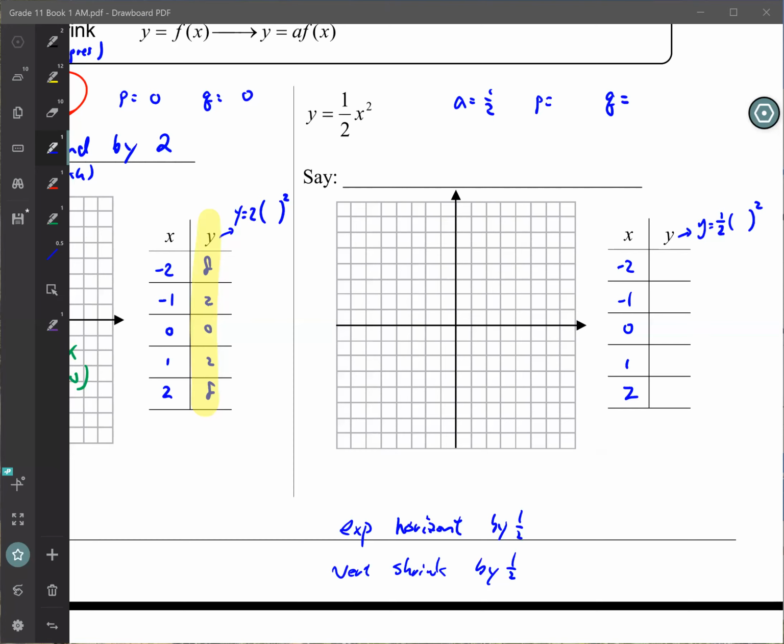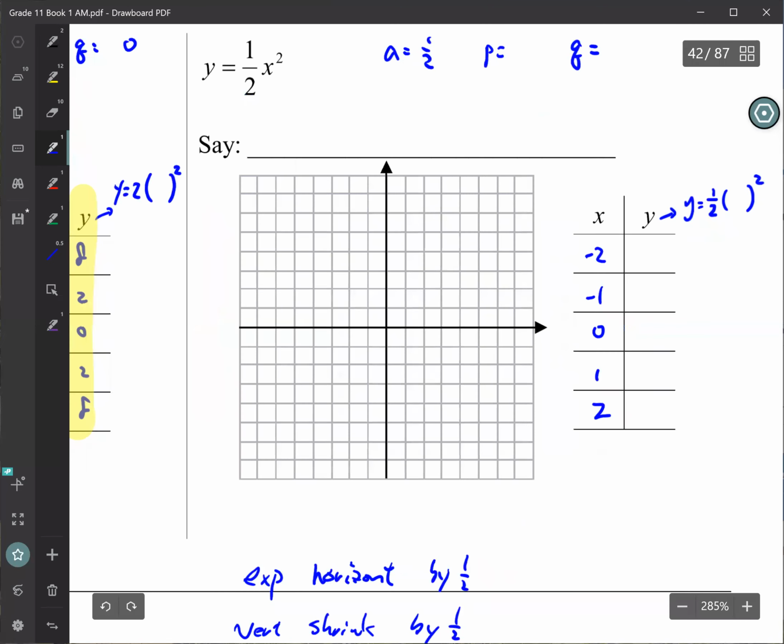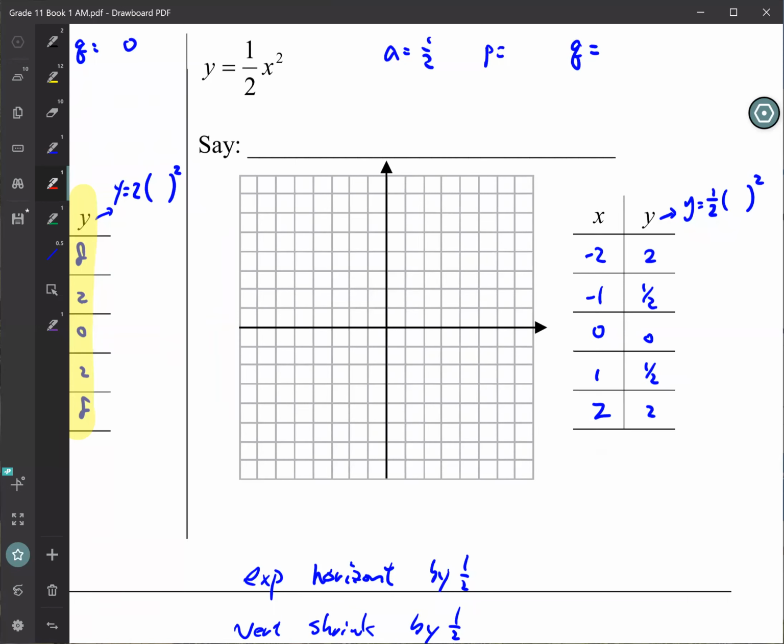Okay, so can I have Brandon's? What's your value for y? 2, 1 over 2, 0, 1 over 2, and 2 again. Okay, thank you. Let me quickly plot that. -2 goes up to 2. -1 goes to half, right? And then 0, 0. And then 1 and half, and 2 and 2.